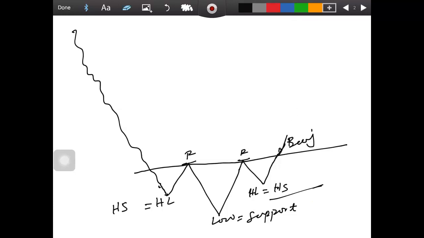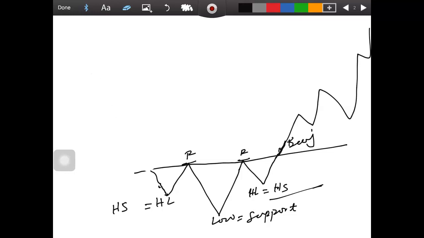Market doesn't usually move like that. Market moves like this, you understand? So this one as well, market doesn't just go in a straight line. Market does this kind of movement. So that is basically how it works.